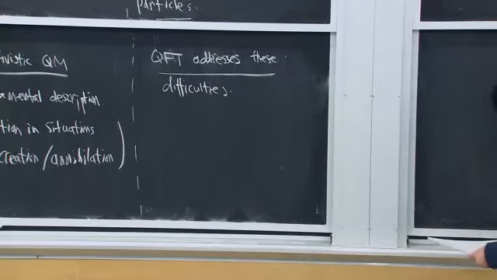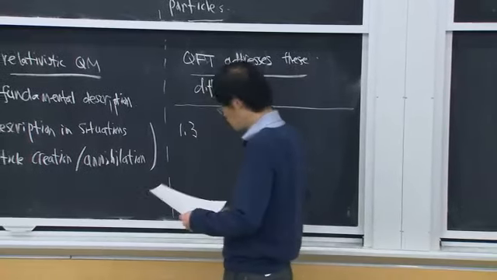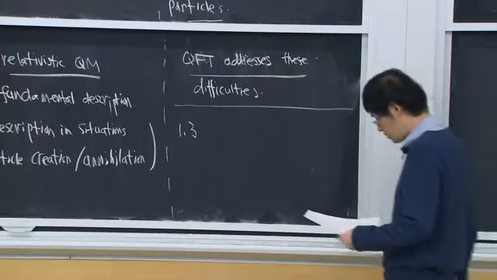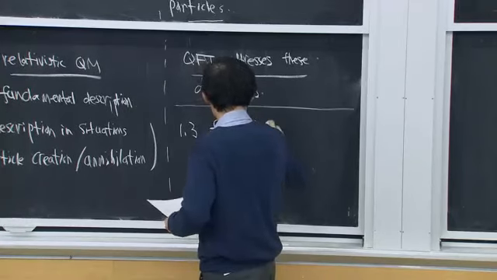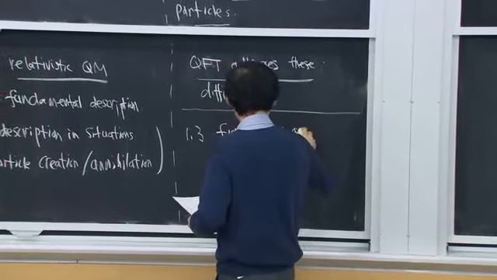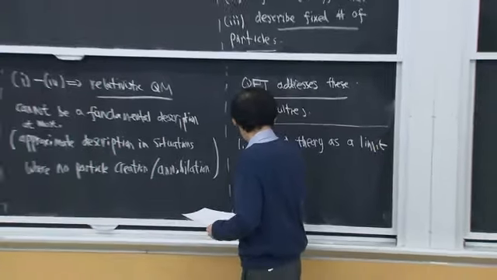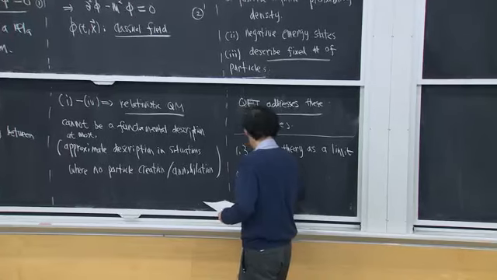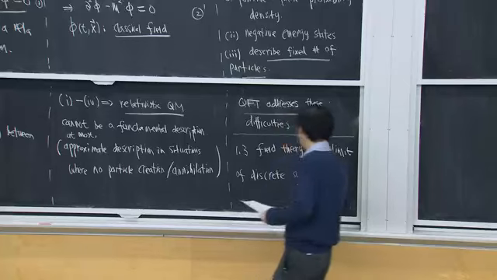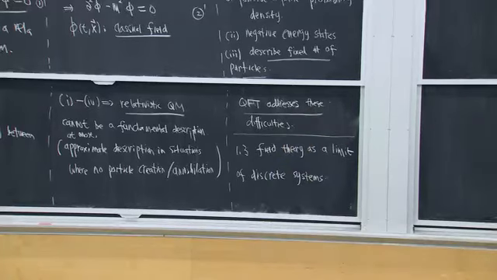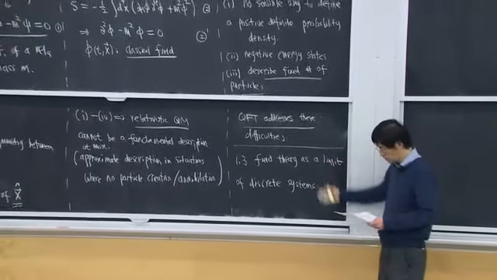So finally, as the last motivation for quantum field theory, we quickly describe the last one. Field theory can also arise as a limit of discrete systems, and this is most relevant for condensed matter physics, for example.